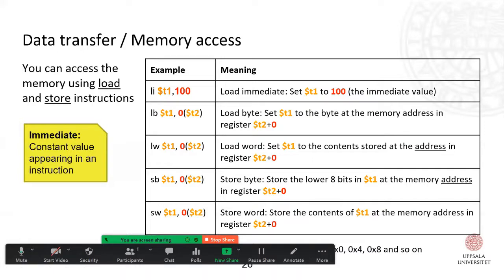Word means simply 4 bytes of data. So word is 4 bytes. Byte, which is used here, is obviously just 1 byte. So here we have 4 consecutive bytes in a word. So it will go to this address associated with T2 plus 0 and load 4 bytes of it in T1. So these sizes are very important.